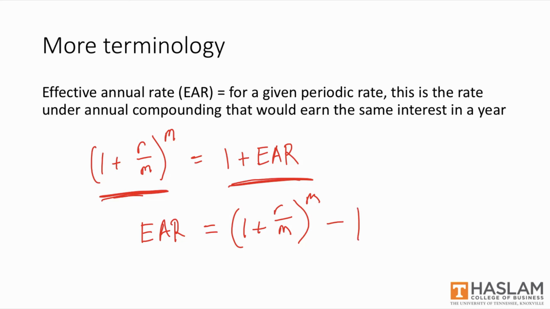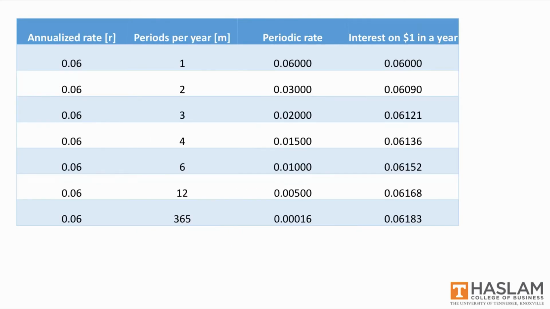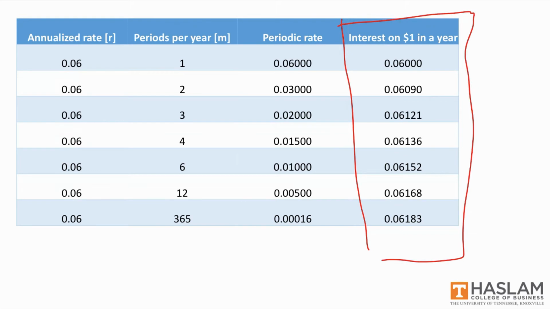And so based on the construction of this final column here, we actually have the EARs here already. So for annual compounding and an annualized rate of 6%, the EAR, of course, is exactly 6%. From this other end, again, for daily compounding, but for a 6% annualized rate, the EAR is something meaningfully higher.